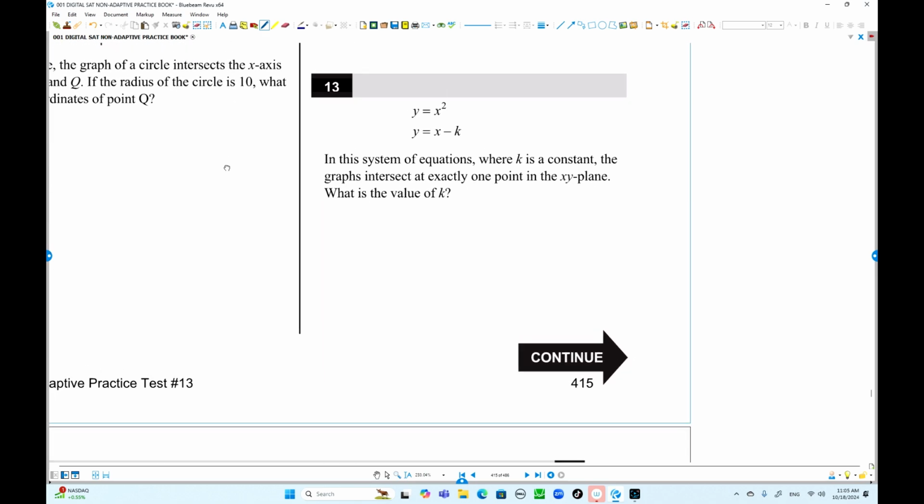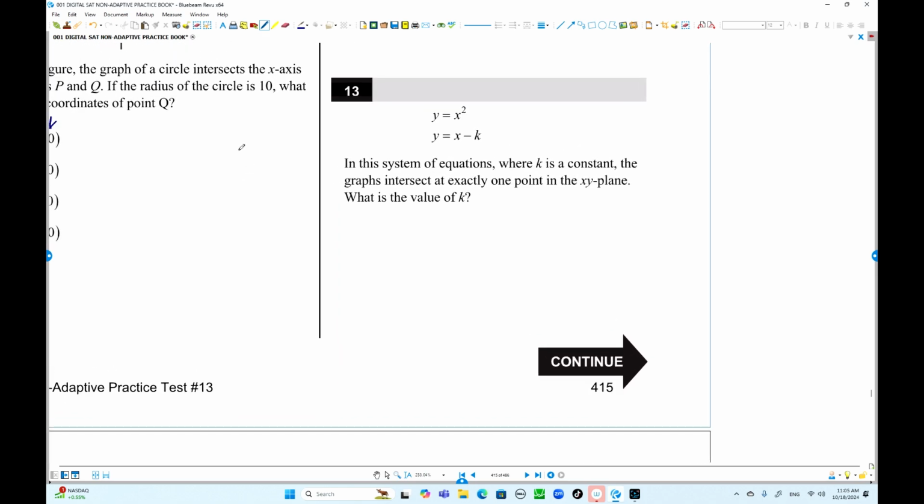Here is number 13. The system of equations, k is a constant. The system has exactly one solution. So actually this graph looks like this. This is y equals x squared. y equals x minus k looks like this, okay? Because the slope is positive. They have only one point of solution. So when you set up the equation, at this point the values are equal, right? x equals x, y equals y.